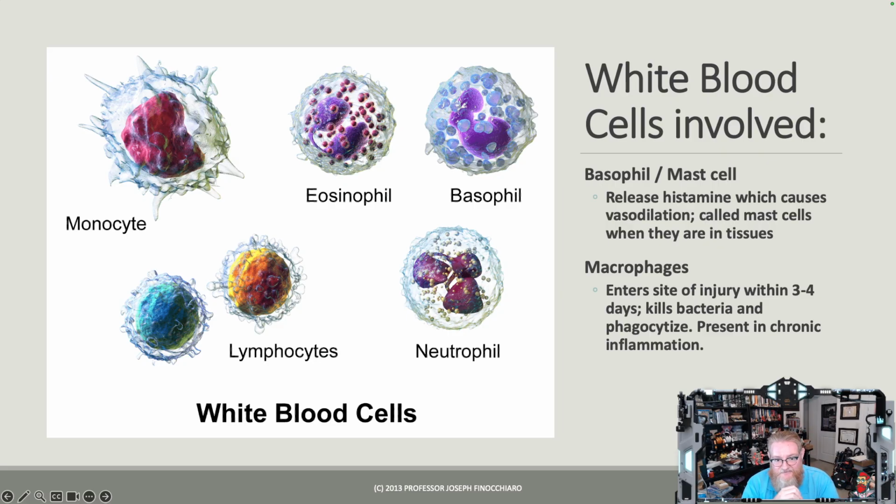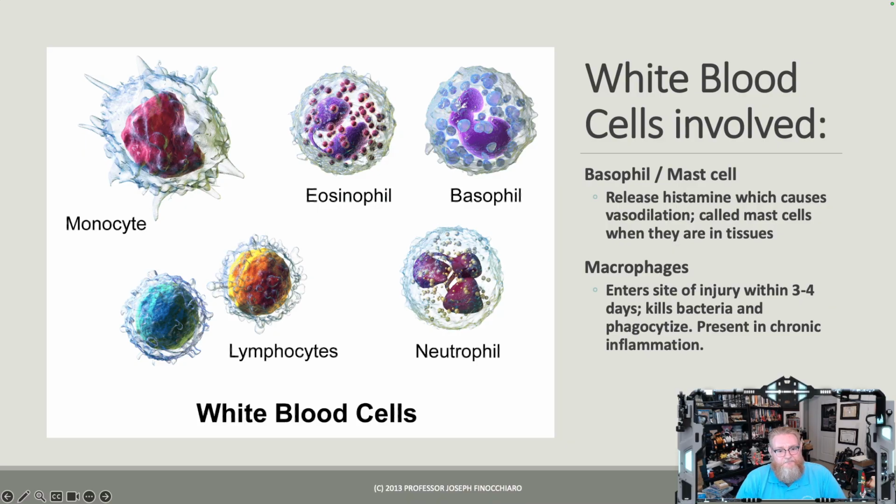You have basophils, or mast cells, which release histamine, which causes vasodilation. These are called mast cells when they are in tissues. So if it is a basophil, it is roaming around in your bloodstream. It's the same exact thing as a mast cell, but the moment it is in a tissue, it becomes a mast cell, just to make things confusing.